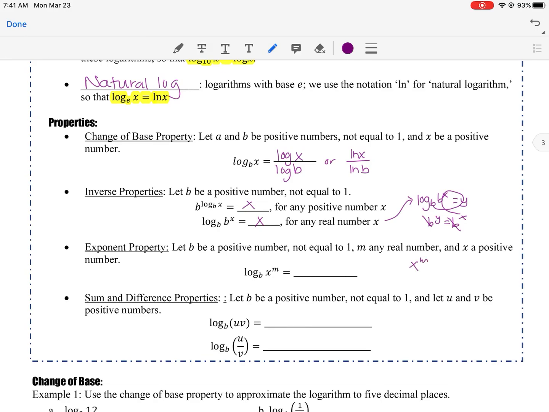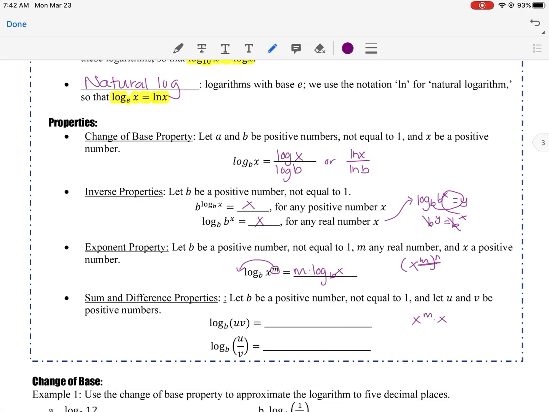Okay, exponent property. Think about something like x to the m raised to the nth power. In that case, what do you do with these exponents? You multiply them. So in this case, when we've got an exponent of m, we're going to bring it out front and multiply it. So m times log base b of x are equivalent statements. And that's because, think about log base b of x, that's really like an exponent.